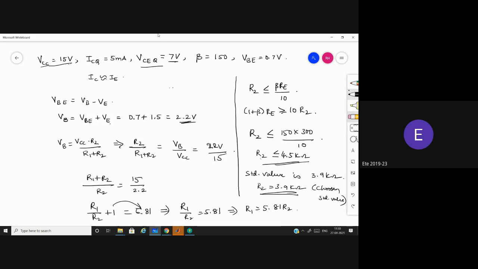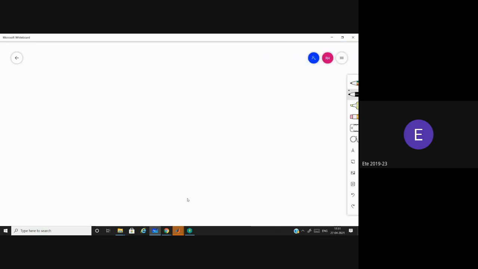Now what is R1? R2 we found, so R1 is 5.81 into 3.9 kilo ohm, which is 22.69 kilo ohm. So this is about this kind of problem. There are a few more problems like this, so we'll solve them in the afternoon class.